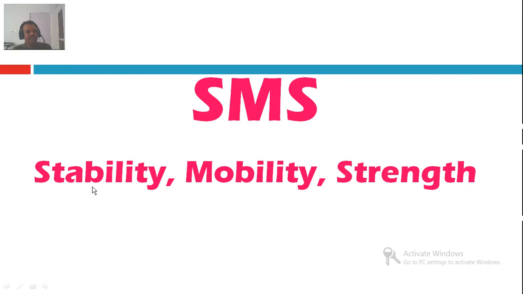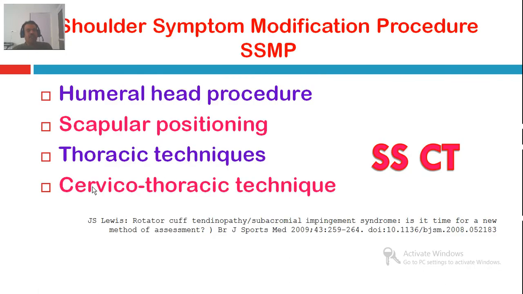Now this is another important concept in shoulder physiotherapy. I call it the SMS concept. S stands for stability, M stands for mobility, and S stands for strength. So three options are there: mobilization, strengthening, and stabilization. This is an important concept, and you can read it. This is an article written by J.S. Lewis, that is Jeremy Lewis, and it's probably a systematic review.